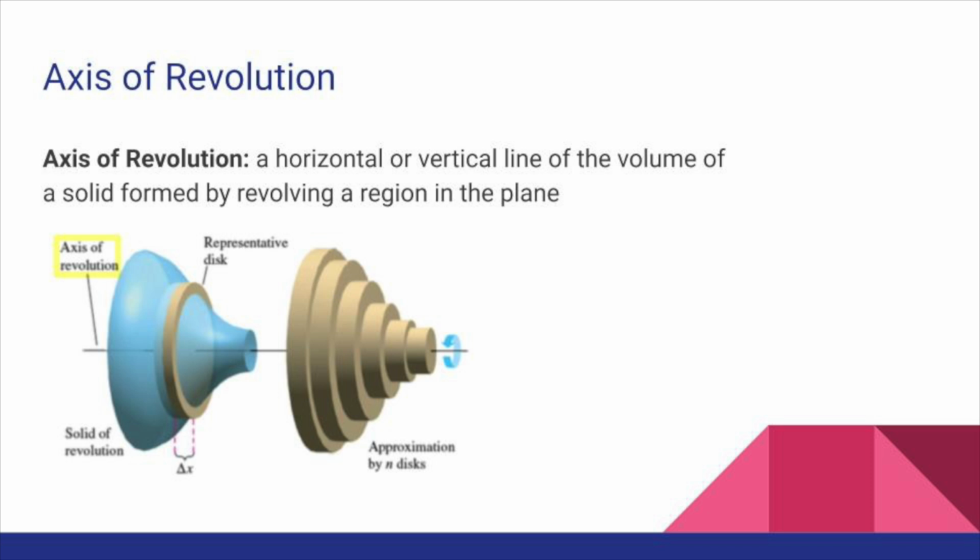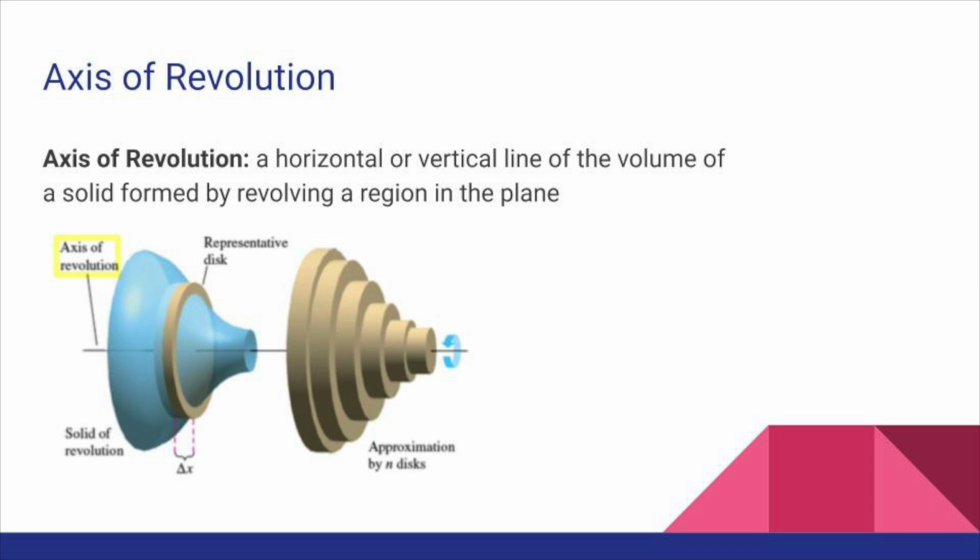To begin with, we need to discuss the axis of revolution, which is a key idea. If we want to determine the volume of a solid formed by revolving a region in a plane about a horizontal or vertical line, then it is called the axis of revolution. In many examples, the axis of revolution would be the x-axis, the y-axis, or a specific value in the x-axis or a value in the y-axis.